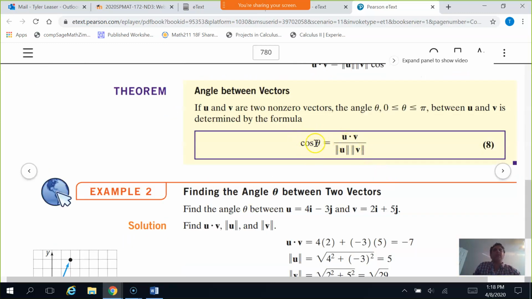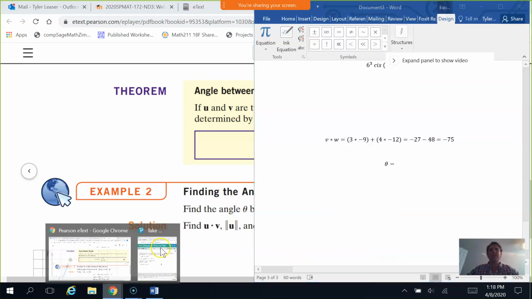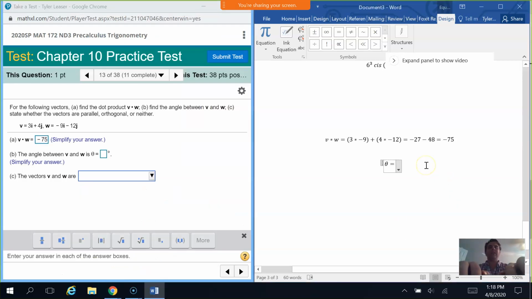So cosine of theta is the dot product of the two vectors divided by the magnitude of the two vectors. So I'll just copy that down over here. Another way of thinking about that is that the angle is going to be cosine inverse of that other side, where that other side is the dot product of the two vectors divided by the magnitude of the two vectors.